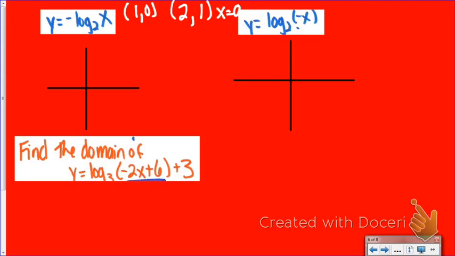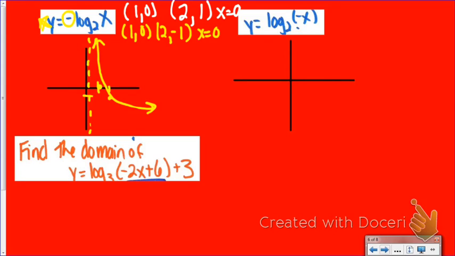So on the left, I'm going to graph that one, pick those new points in yellow. So the negative on the outside means I make my y coordinates negative. So I take my parent function points and make those points negative. So that graph is going to go through (1, 0) and (2, negative 1), and it still has that asymptote. So it's going to look something like that.